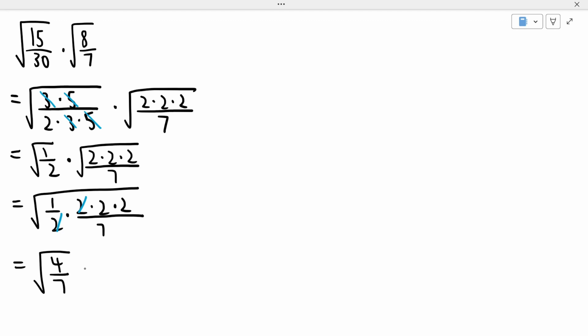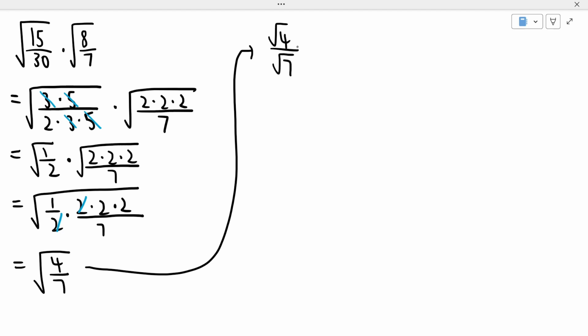Now we have the square root of 4 over 7, which we can rewrite as the square root of 4 over the square root of 7, and the square root of 4 is just equal to 2, so we can further simplify this as 2 over the square root of 7. The last thing to do is to rationalize the denominator and get rid of the square root in the bottom part of the fraction.